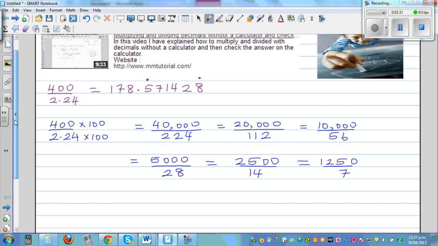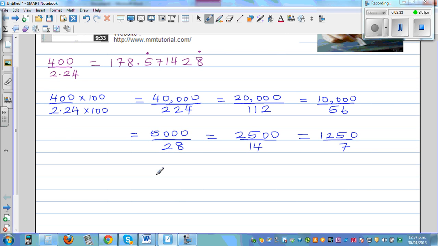I'm going to show you how to do the long division logically. There are different ways of doing long division. So this is 1,250 divided by 7. Here, this one is in the thousands place. I'm writing place value, so this is 1,000. Then you've got 100; 2 is in the hundreds place, 5 is in the tens place, and 0 is in the ones place.